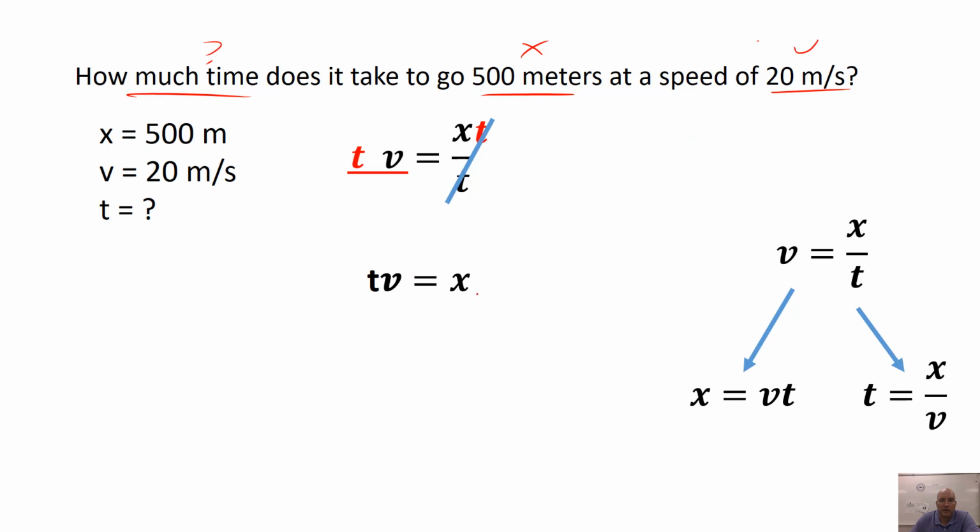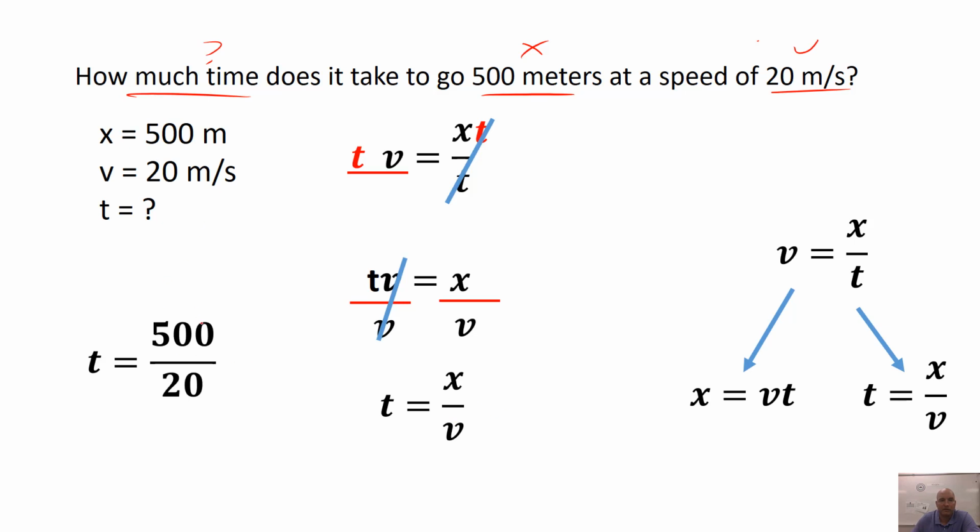We go from there. Our x equals tv, and we now need to get rid of v. So to get rid of v, we're going to divide both sides by v. When we divide both sides by v, now we have t in the numerator, and if there's nothing on the bottom, that just means it's t over 1. So t is in the numerator, and that's equal to x over v.